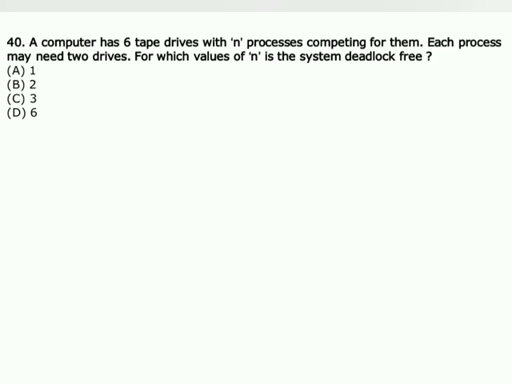Next. A computer has 6 tape drives with n processes. So here the number of processes is n and the resource, the tape drives, is 6. Each process may need 2 drives. For which values of n is the system deadlock free? So we need to find the value of n for which the system is deadlock free.